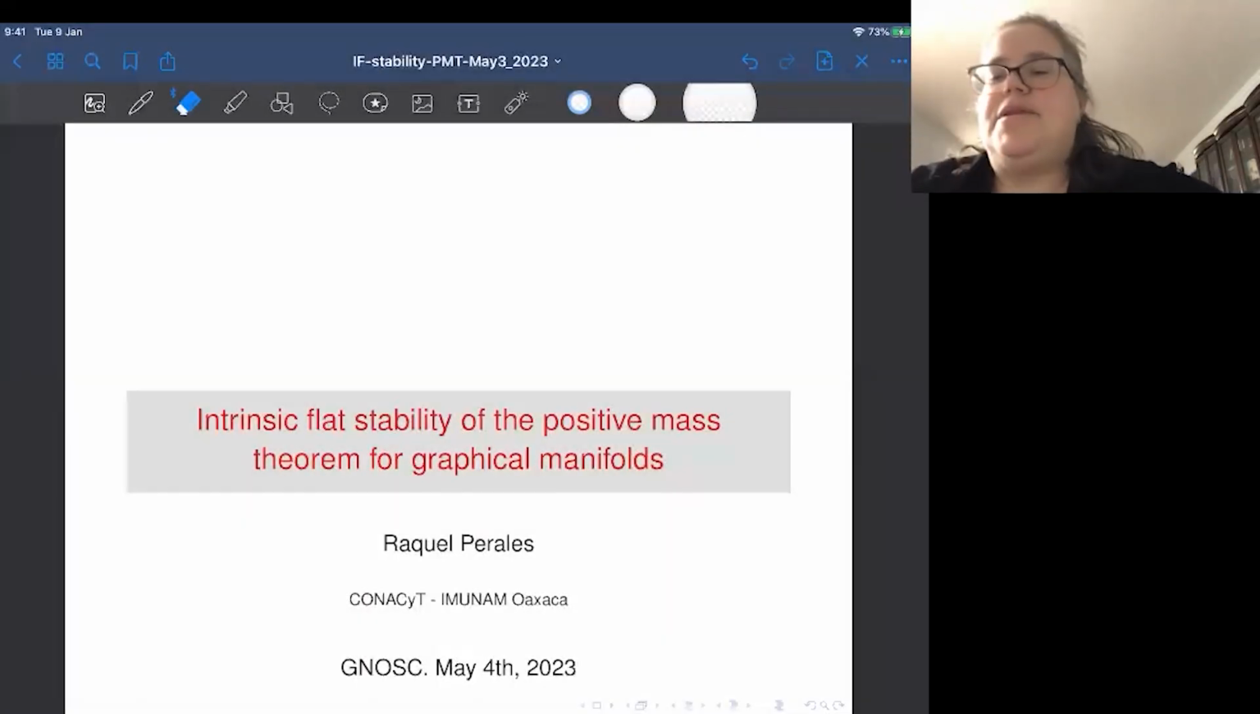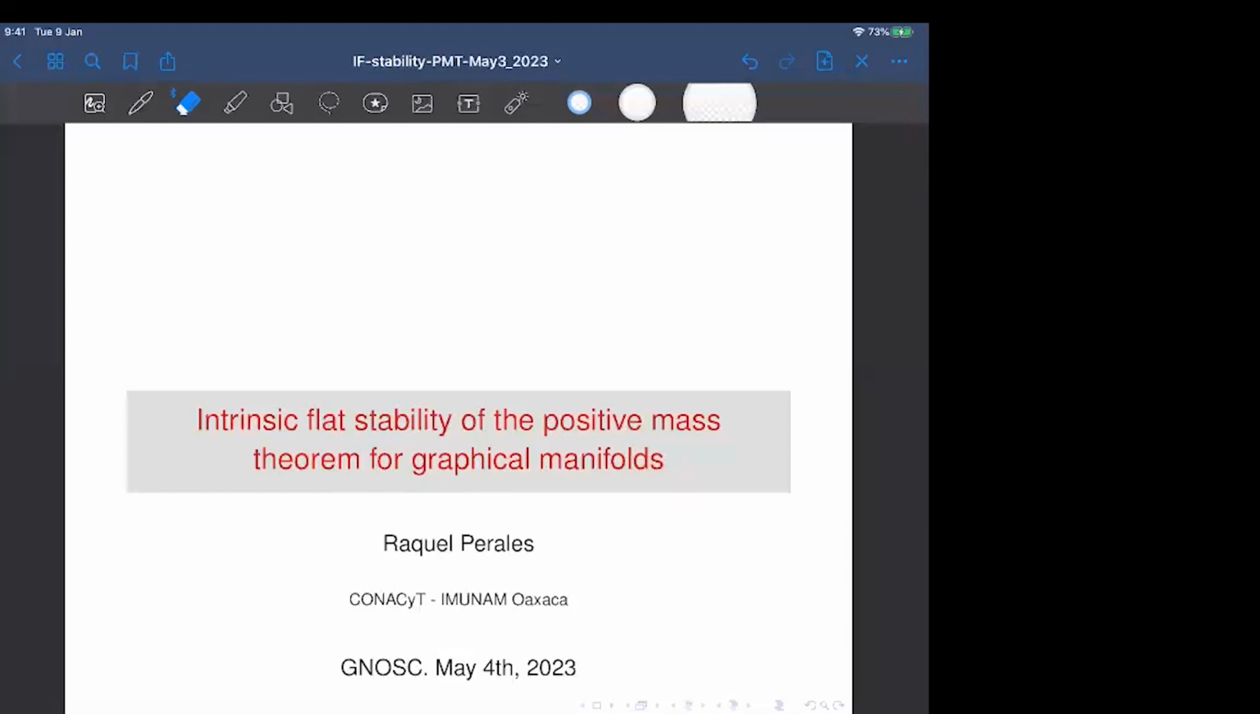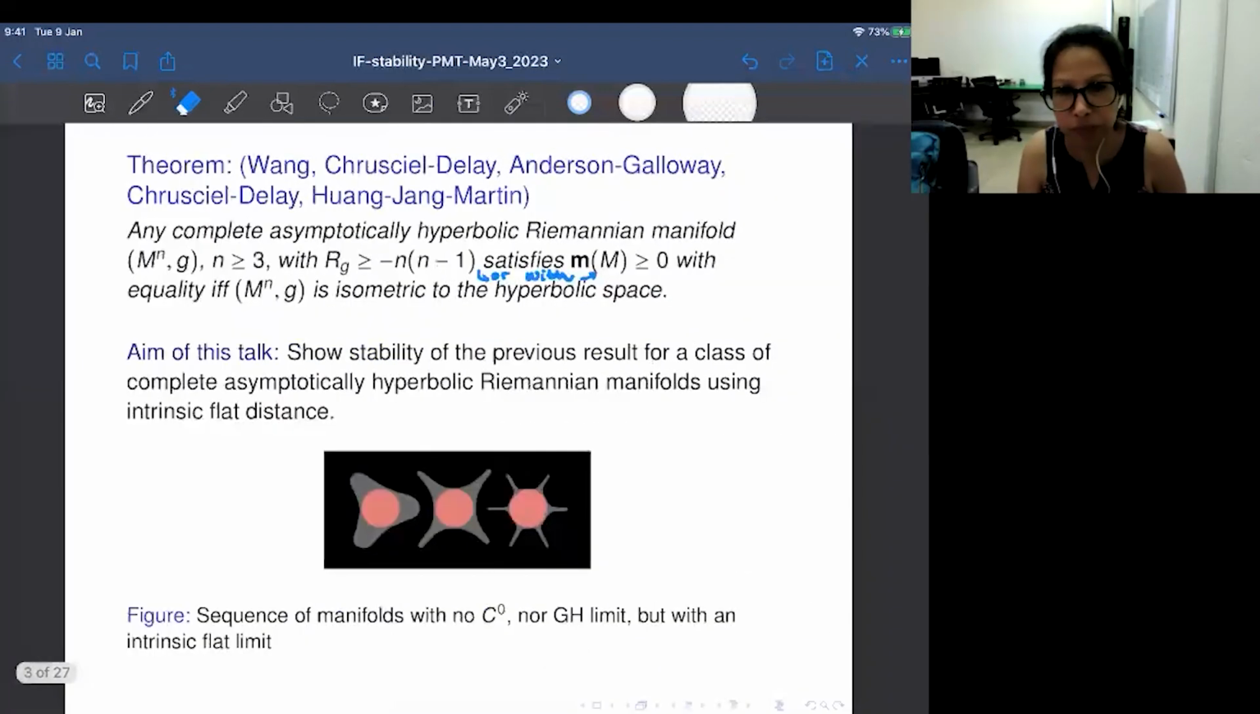So we're very happy to have Raquel Perales from Oaxaca to give a presentation on the intrinsic flat stability of the positive mass theorem for graphical manifolds. So thank you very much for the invitation. And we're going to talk about the stability of this theorem that Lan just presented.